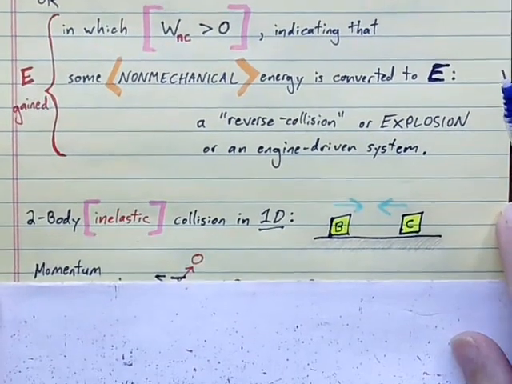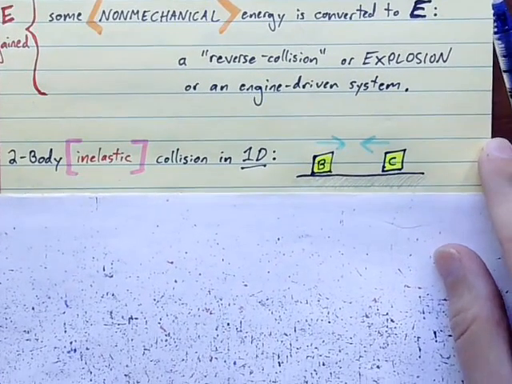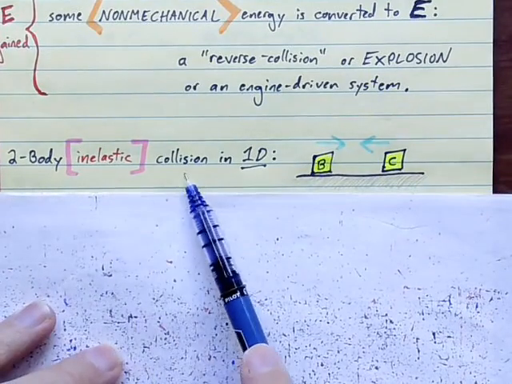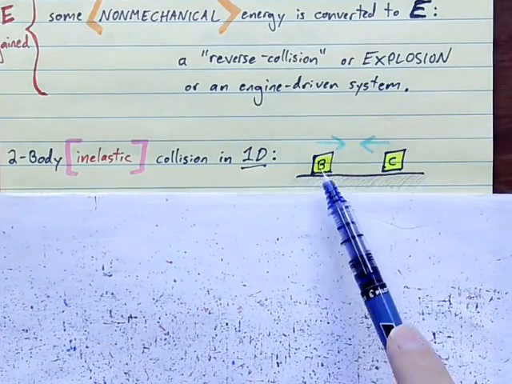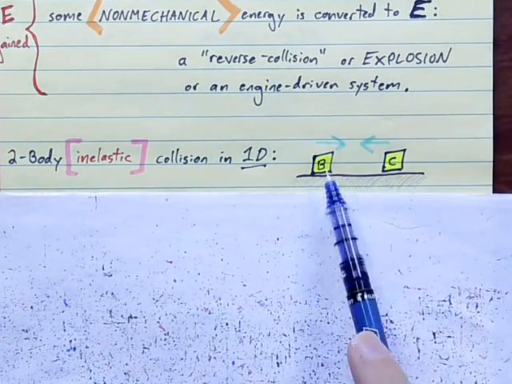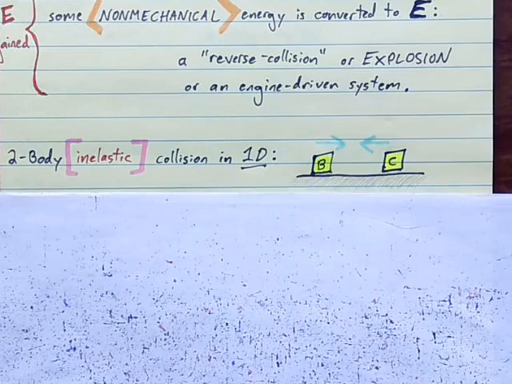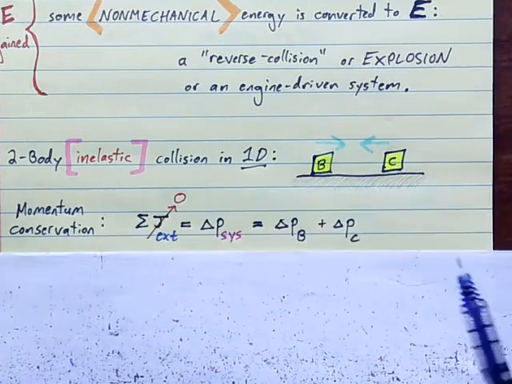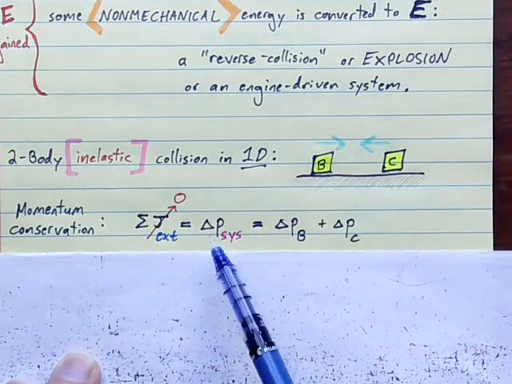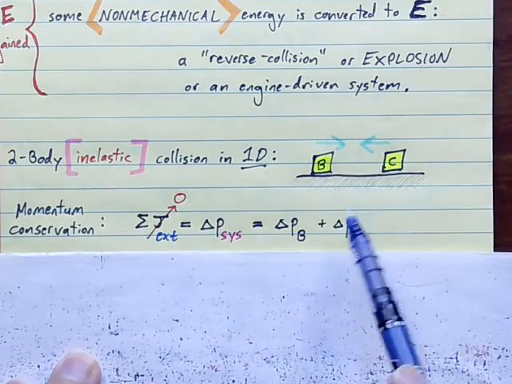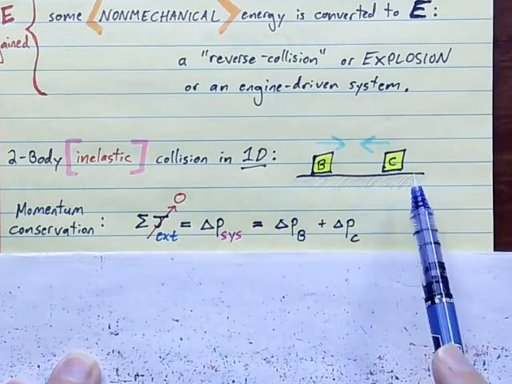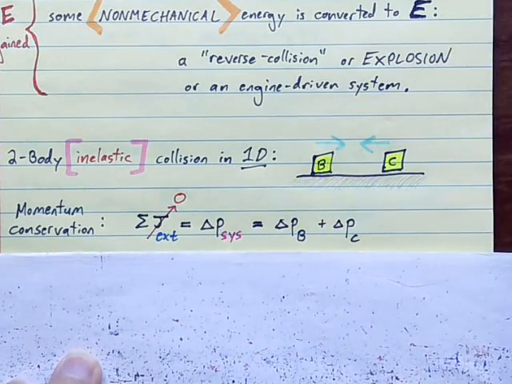For comparison to our discussion with elastic collisions, let's look at a two-body inelastic collision in 1D. So B and C come at each other and collide, but not in a springy or elastic way. So we can write our equation for conservation of momentum. No impulse exerted by net external forces, so the change in momentum of the system is zero. Momentum will be conserved in this collision.